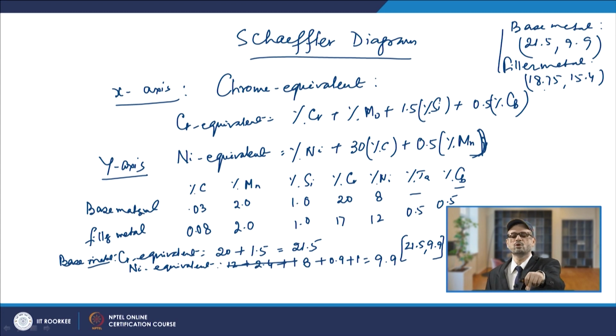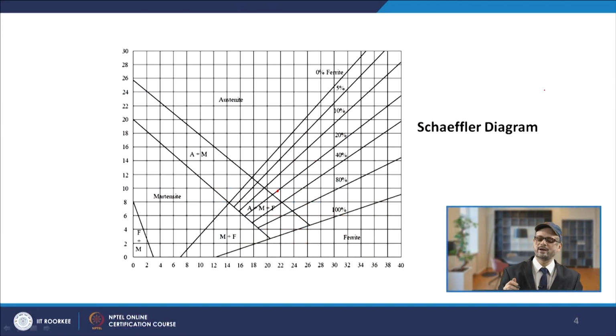So if you go to this line, you will have 2 points. This is the one, and another point is 18.75 and somewhere close to 15.4. So on this line we will be moving, and we will go to about 15.4, somewhere here. Now you take some middle point here. This middle point is falling on this line, and this line is telling you that this is 5% ferrite.